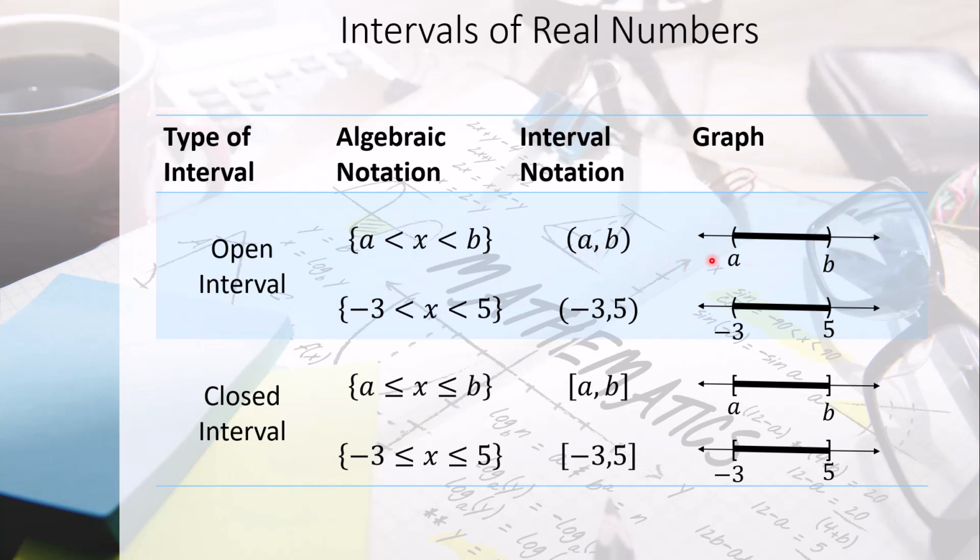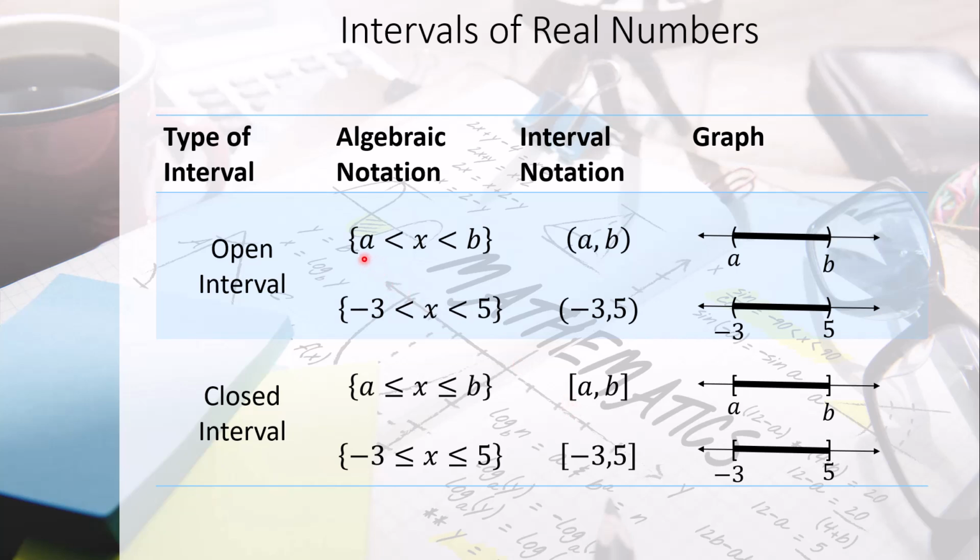Now, one of the things that you want to notice is that in algebraic notation, the first letter or the first number is always a smaller number, and the second number is always a larger number. The same thing applies here and here. Furthermore, notice that if you have a strict inequality, this is the less than or equal to sign, we have a parenthesis. And if we have a non-strict inequality, such as right here, we have a bracket.